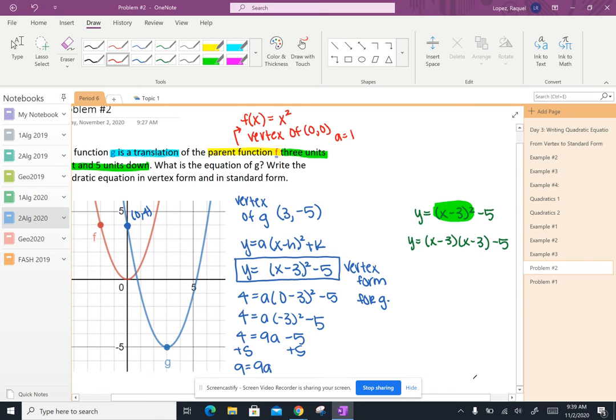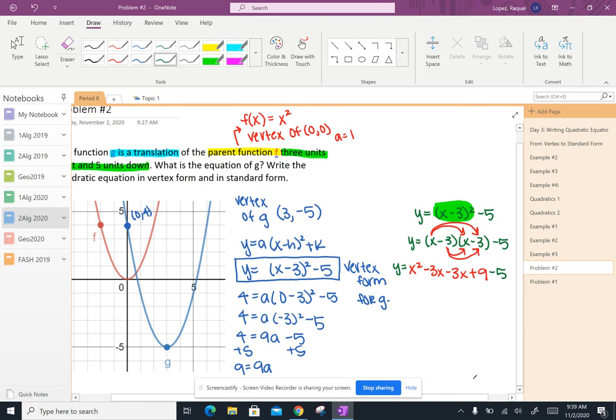Okay, the next thing we want to do is distribute the x and the -3 to the other x and -3. So that turns into x squared. x times -3 is -3x. -3 times x is -3x. And then -3 times -3 is +9. So I'm going to write that. And then don't forget to bring down that -5 all the way at the end there.